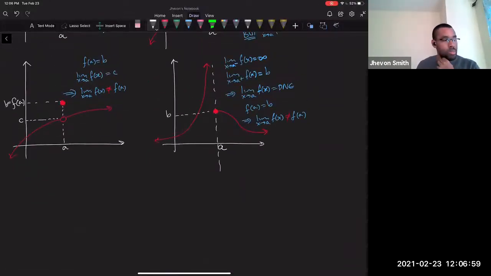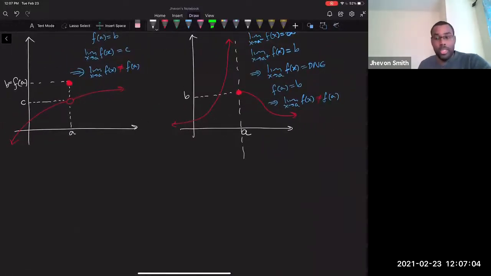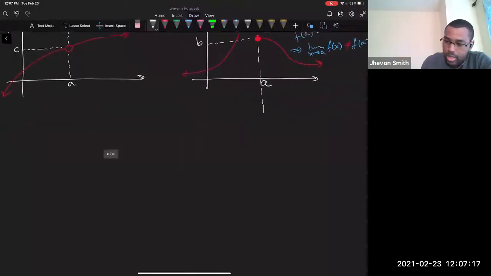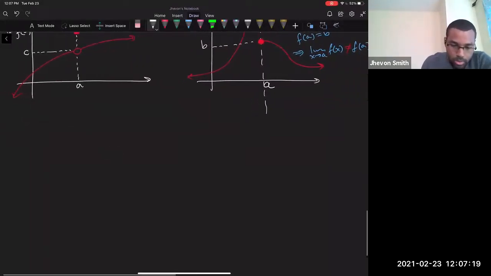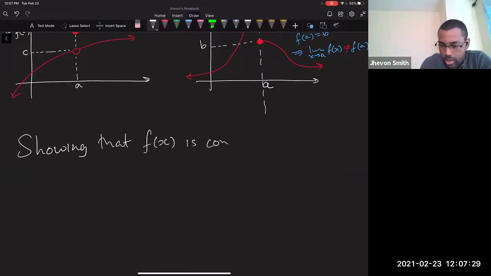What else do we have to do? Let's talk about how you would show continuity, right? So that's going to be something I'm going to ask you guys to do. Eventually, sometimes I'm going to give you a function and I'm going to say, is this function continuous, or where is this function continuous, or something like that. So let's actually talk about doing that. Showing that f of x is continuous at x equals a.